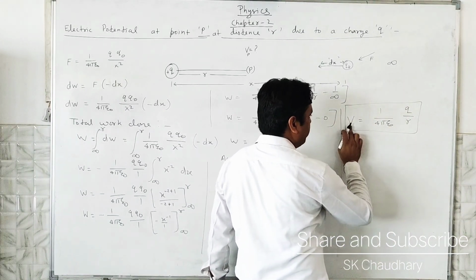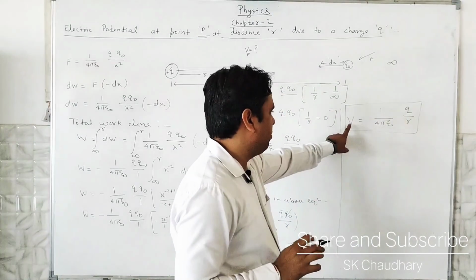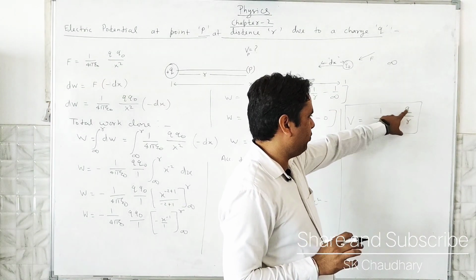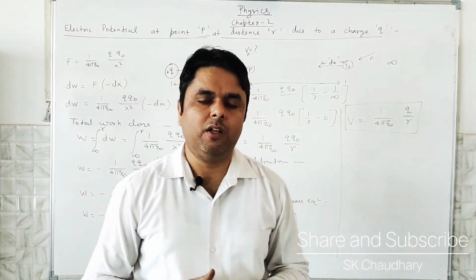So this will be the potential at distance r of Q. तो at distance r पर हमारा जो चार्ज Q था उसका हमने पोटेंशियल कैलकुलेट कर लिया.